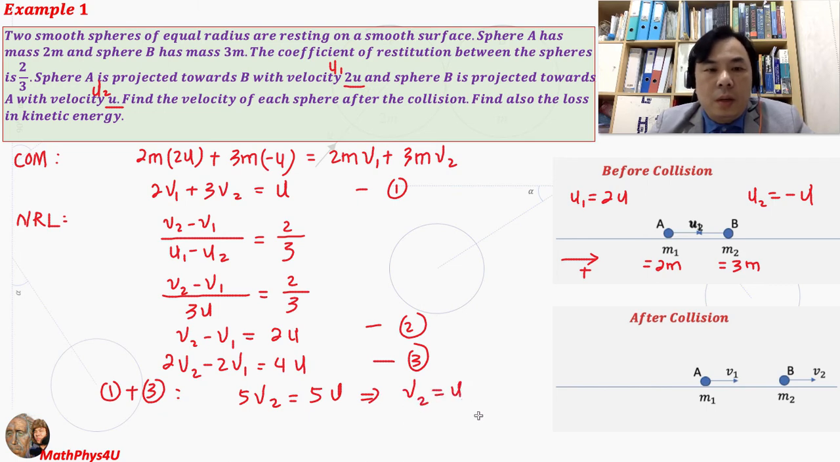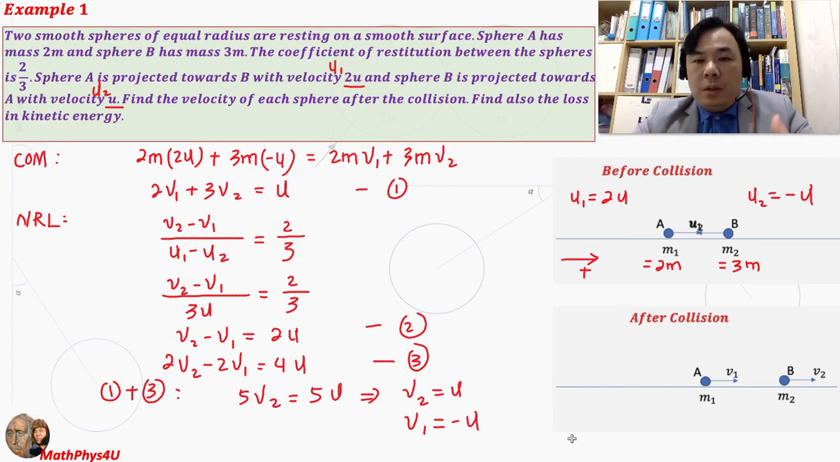Right. Now if v2 is u, then v1 must be negative u. Right. So you can see that one of the particles does change direction, so it actually moves in the opposite direction. As you can see, Newton's restitution law will help us to determine how the particles behave after the collision.